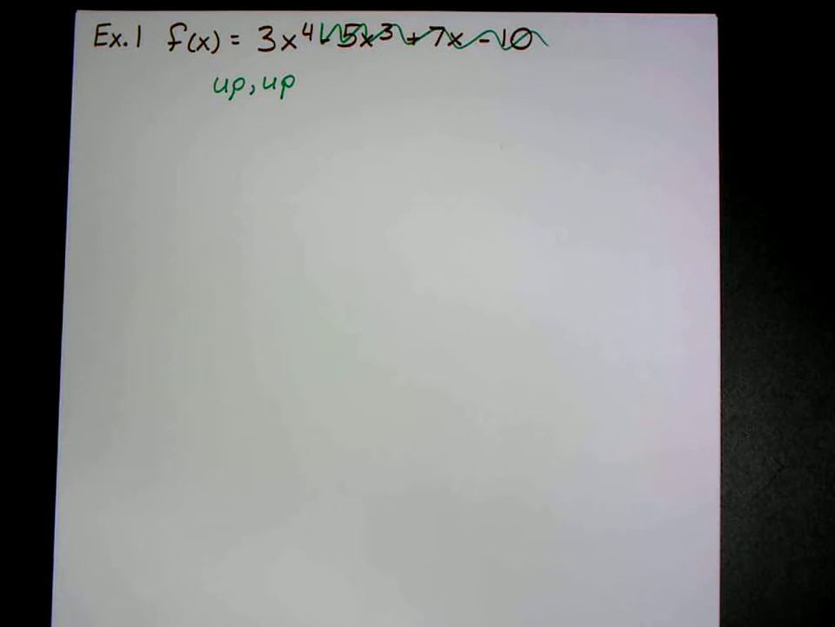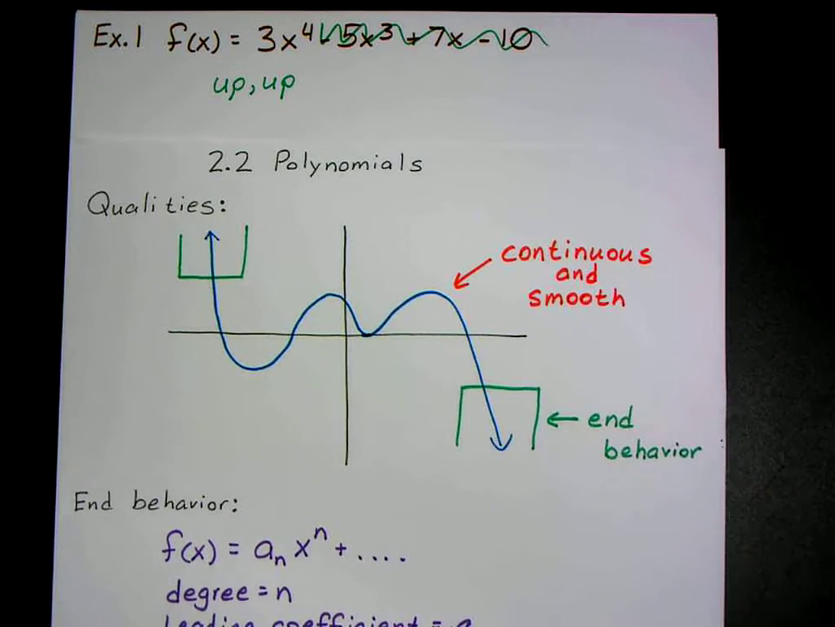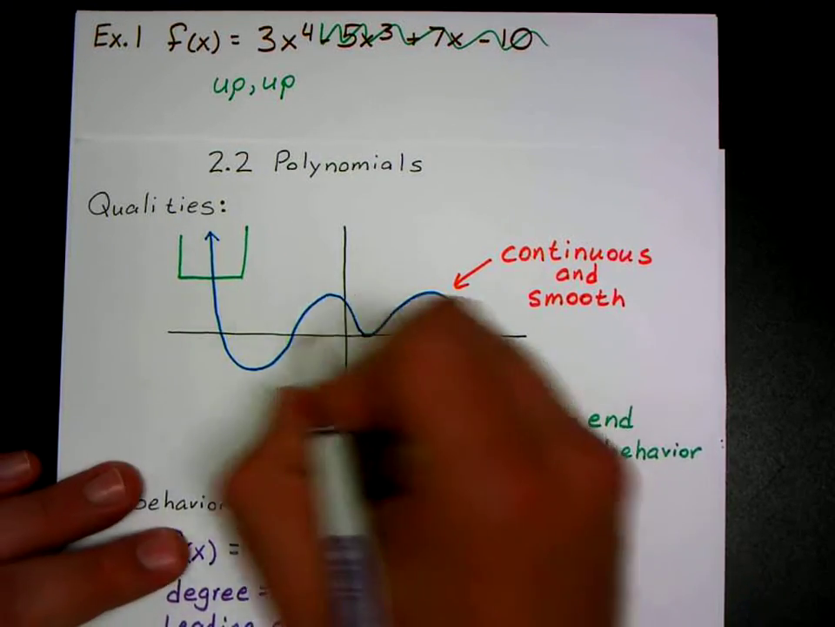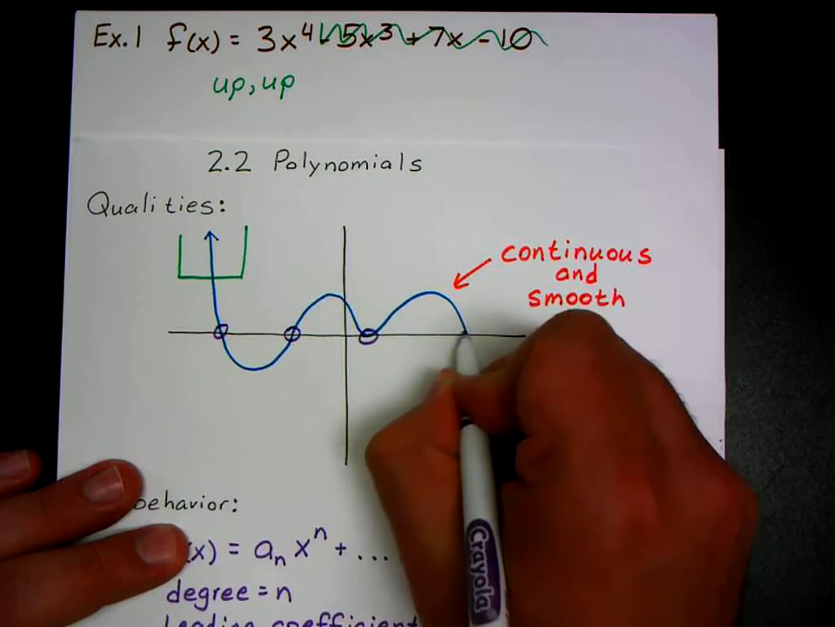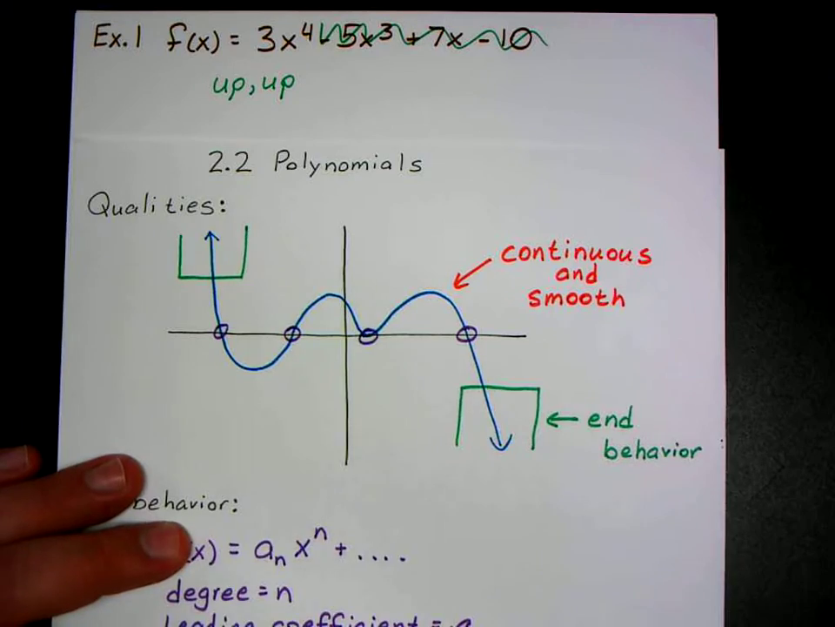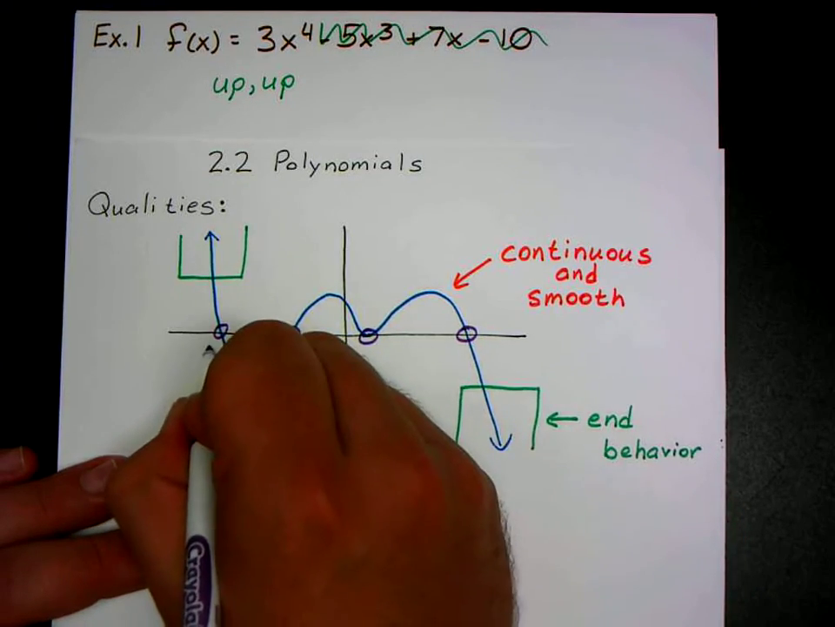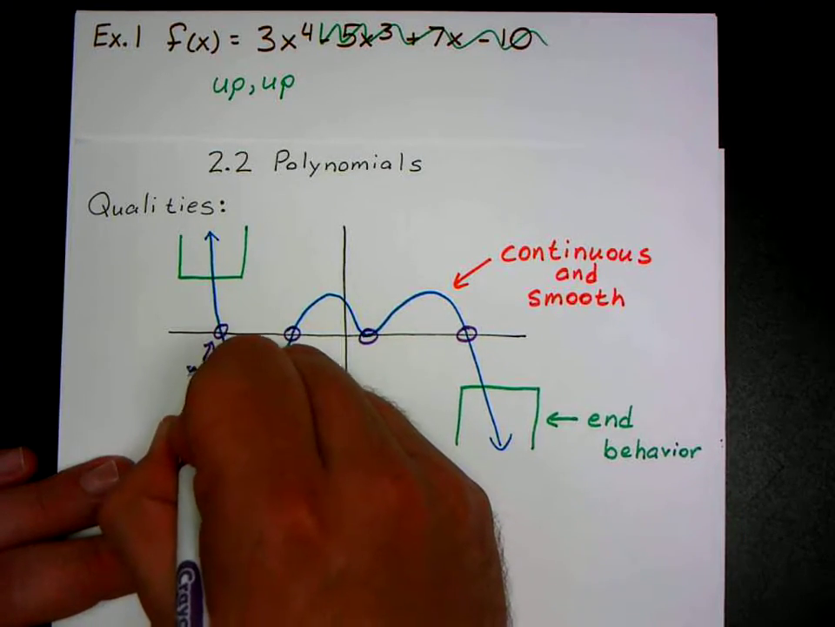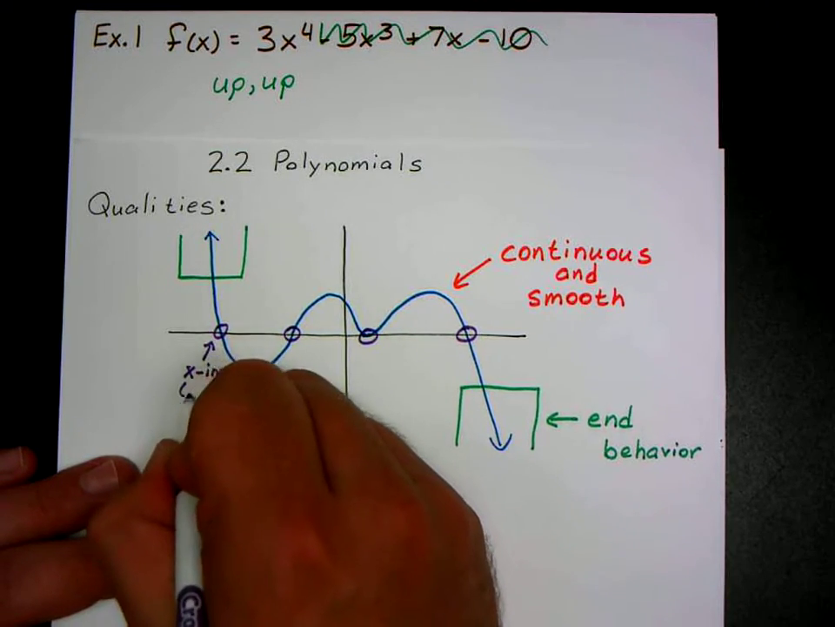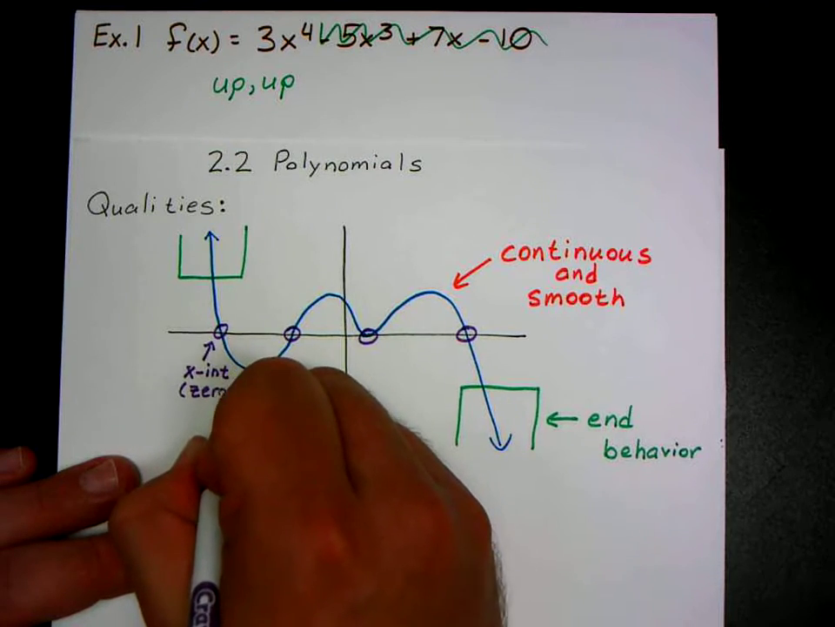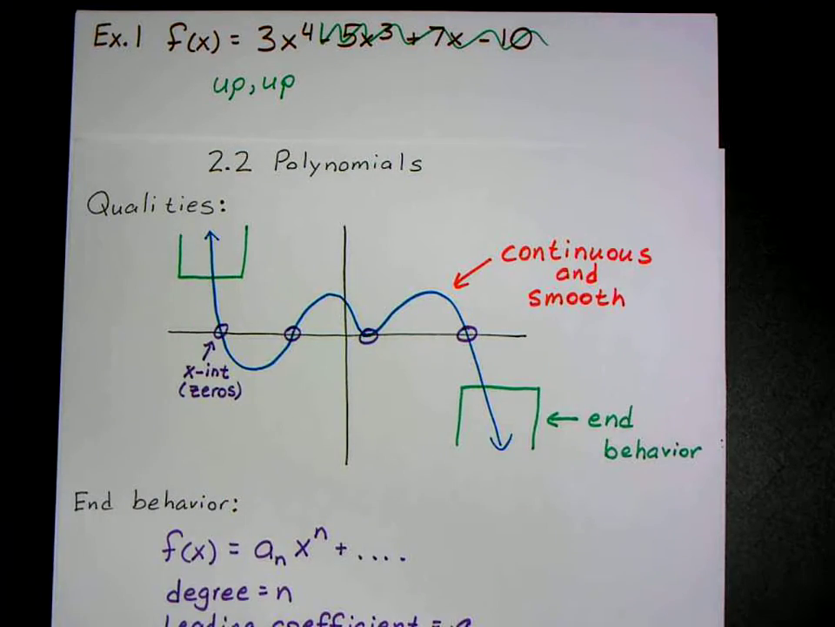Next part that we need to talk about are these points here. Okay, these are your x-intercepts, which again your book likes calling zeros. They are also your zeros, but on a graph they're x-intercepts.